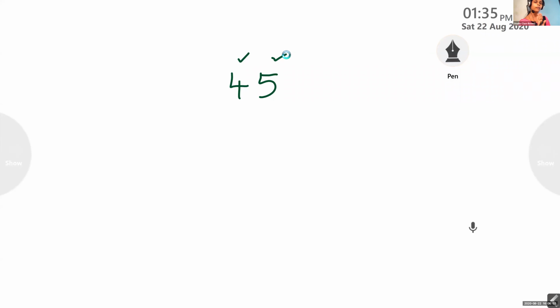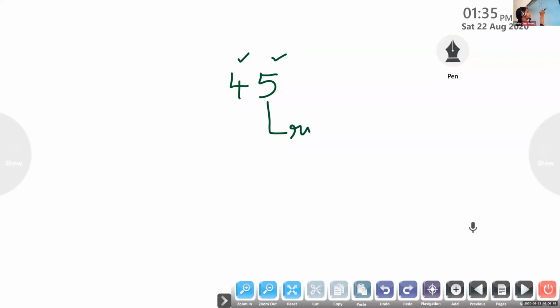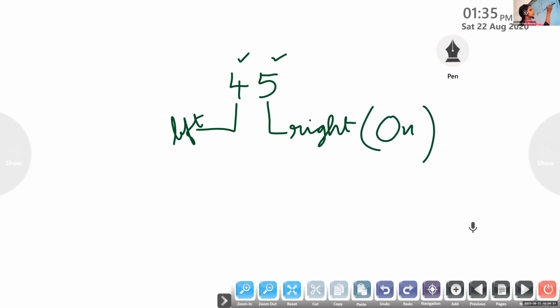Now listen to ma'am, no need to write. I will say when you have to write. Let me explain what place value is. 45 is a two-digit number having the digits 4 and 5. Here we can see there are two places. One is the right place and another is the left place. The right place is known as ones and the left place is known as tens.